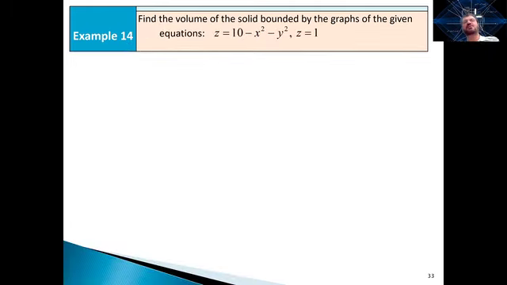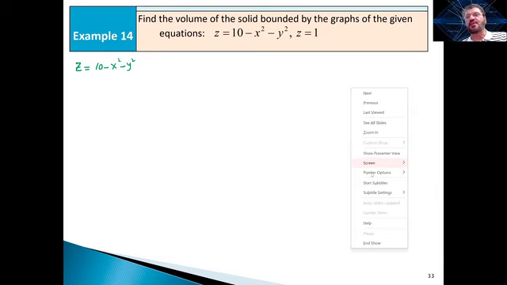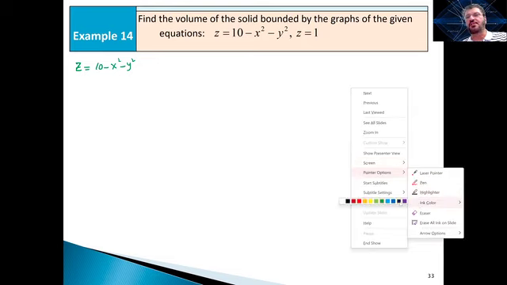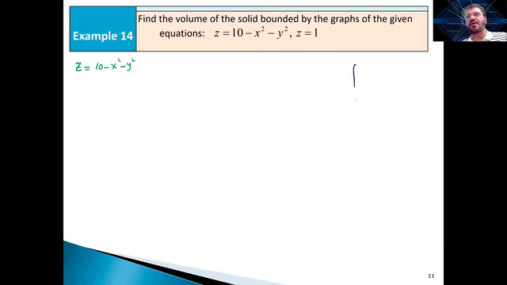All right, now let's do this example. Find the volume of the solid bounded by the graphs of the given equations. These are the two equations, by the way. So let's see, what do we have here, guys? We have z is equal to 10 minus x squared minus y squared. We know that the graph of this one is a paraboloid that is open where? Open downwards. And it's shifted 10 units up.